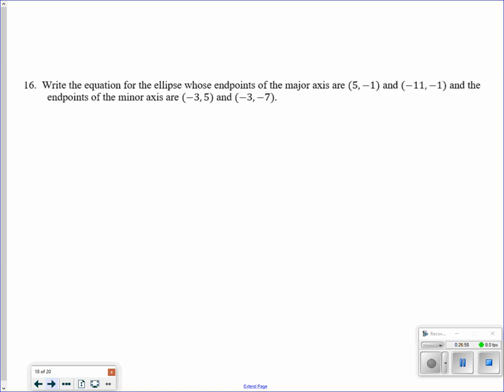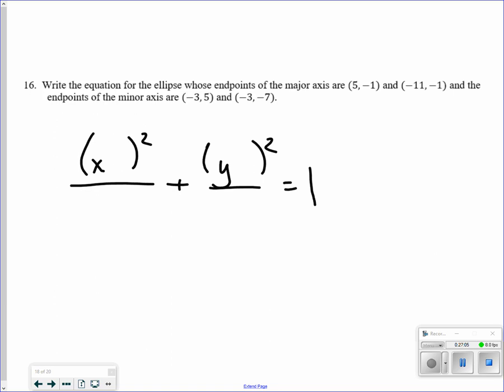Write the equation of an elliptical shape. So I already know what the general equation for an ellipse would look like. The major axis is at 5, -1, and -11, -1. So 5, -1, -11, -1. So I need the midpoint there, and then the -3, -7, -3, +5. So regardless of which way you looked at this, the center is at -3, -1. So x plus 3 and y plus 1.